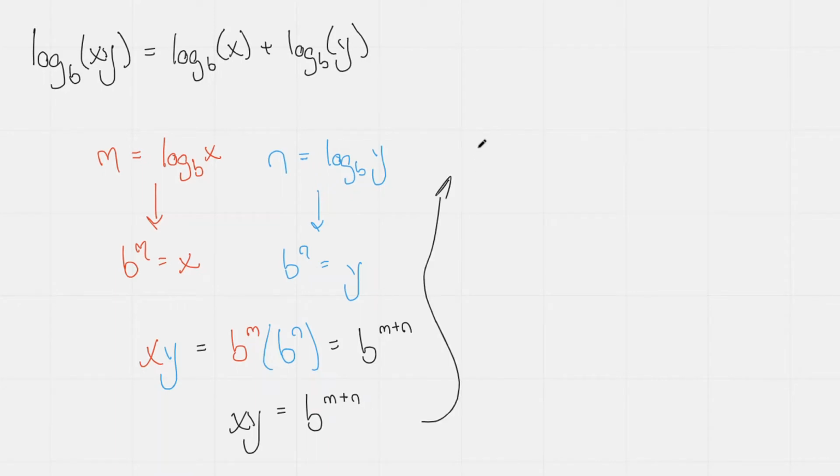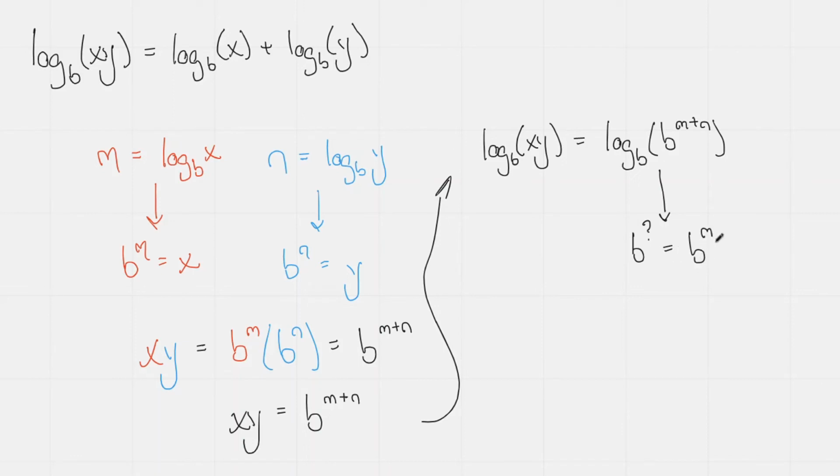Okay, now let's take the log of both sides, since we're really concerned with the log of xy. So the log base b of xy should then be equal to the log base b of b to the m plus n. Well, we can simplify this by a really fundamental property of logs. What is the exponential form of this implying? Well, it says that, b to what power equals b to the power of m plus n? And of course, the only logical answer is that b to the power of m plus n is the answer here. So this log actually simplifies to simply m plus n.